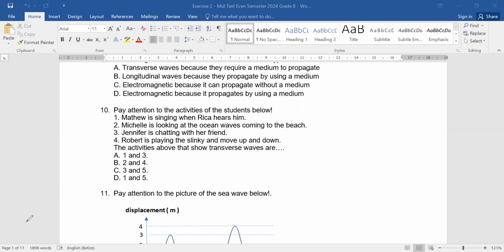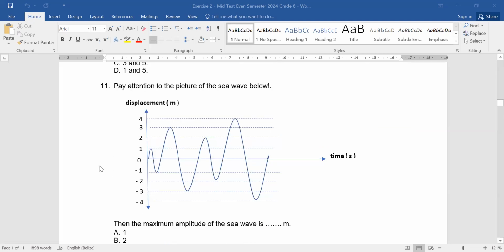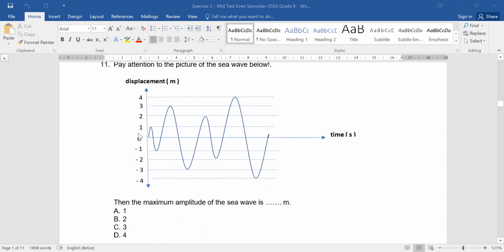Okay, next, question number 11. You are given a wave, as shown in the picture on the graph, and you need to find out the maximum amplitude of the wave. So remember, whenever you have to find the amplitude, you must know the undisturbed position, which we can also call the equilibrium position, or the main axis of the wave. And in this question it is at this line, thread 1.